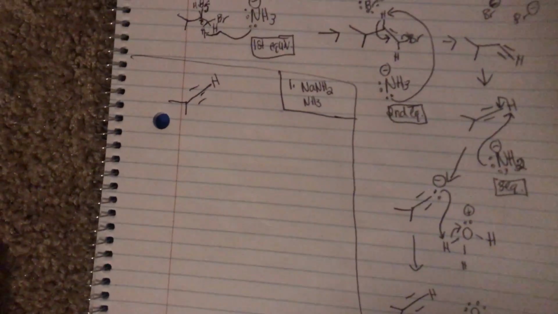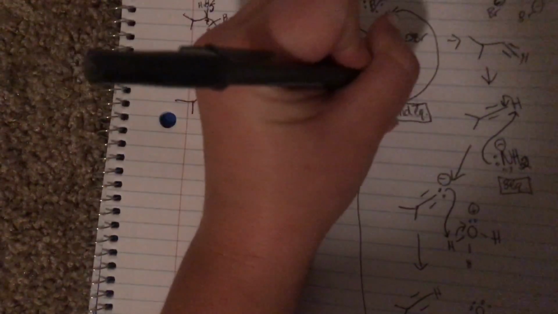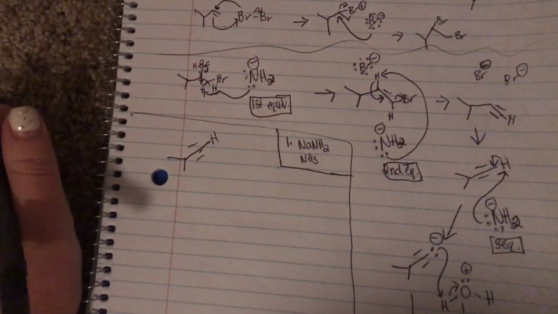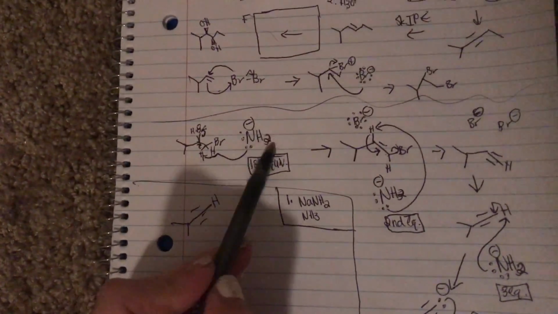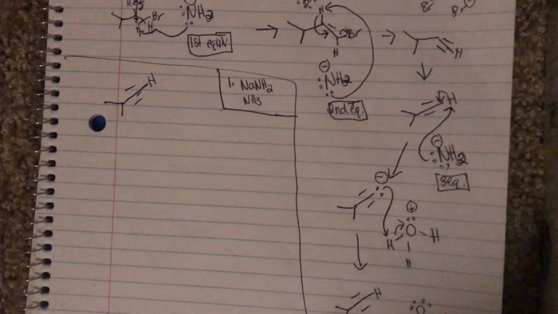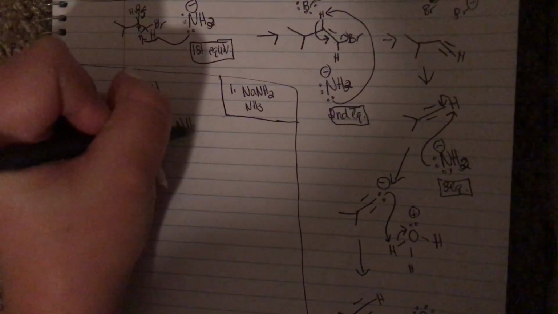From there, oh, I just realized these both say NH3. I'm really sorry, they're NH2s. Apparently I'm illiterate. That's unfortunate. Hopefully you're not like, oh, she's dumb. Sorry. But yeah, so we're going to take our next sodium amide.